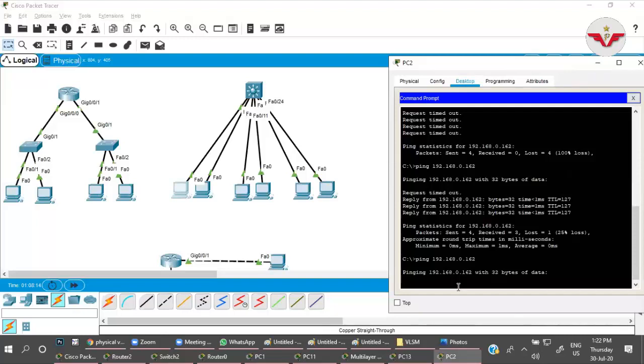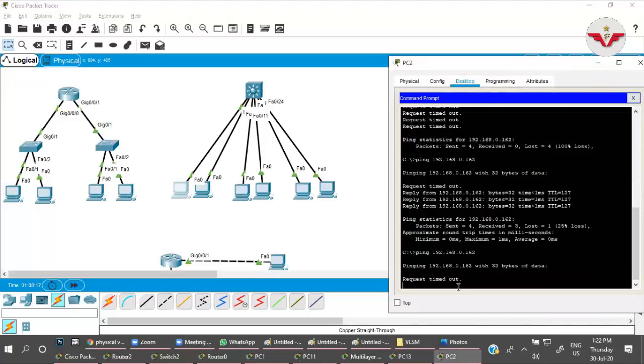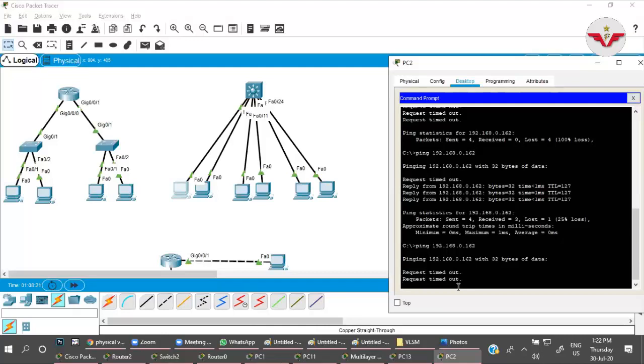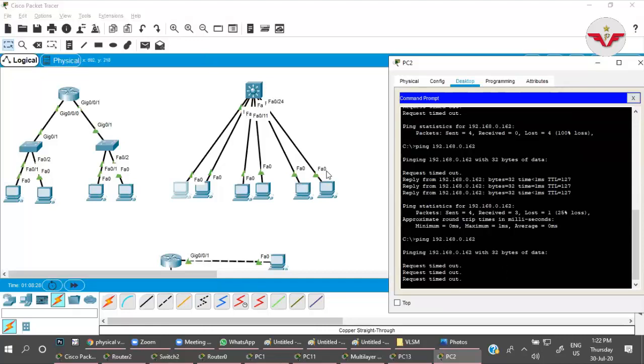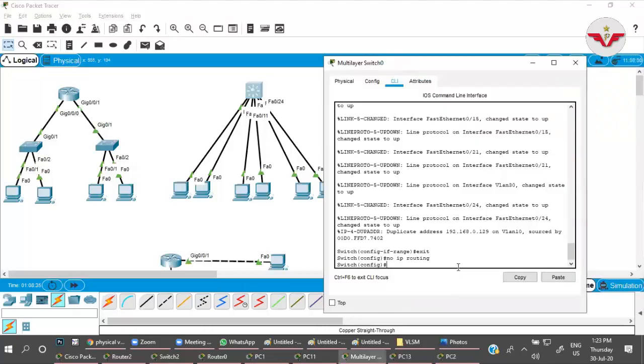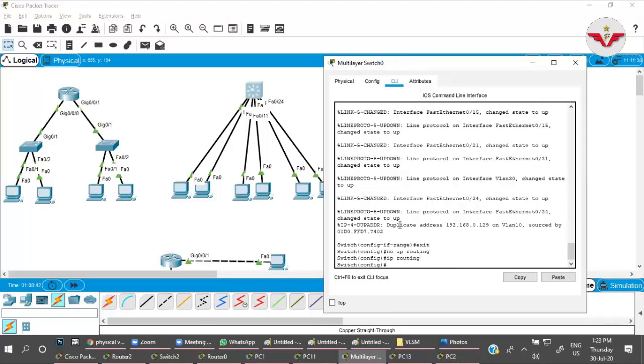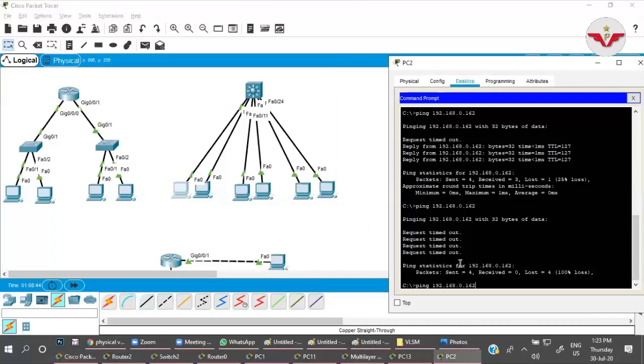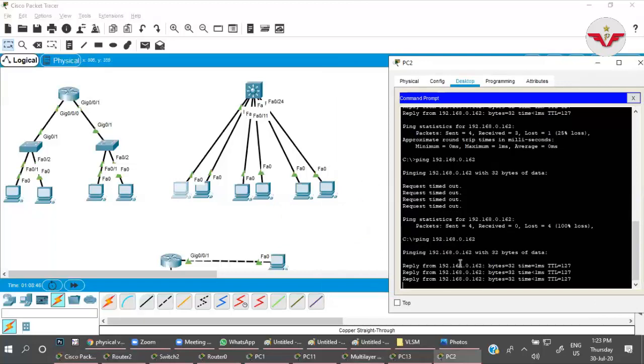IP routing is a command which enables the routing features in a layer 3 switch. Okay, done. Stop now. Routing is not happening. So that is a very important command. Again, I am just starting IP routing. IP routing. Okay, check again. Start. Right.